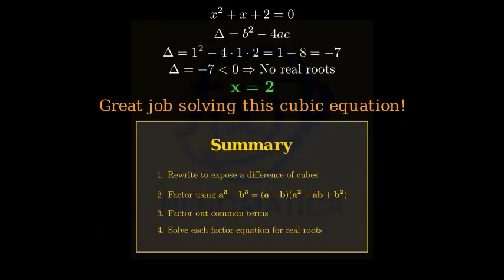First, we rewrote the equation to expose a difference of cubes. Then, we factored using the difference of cubes formula: a cubed minus b cubed equals a minus b times a squared plus ab plus b squared. Next, we factored out common terms. Finally, we solved each factor equation to find the real roots. This process can be applied to many cubic equations, especially those that can be rewritten in a form that allows us to use factoring techniques.